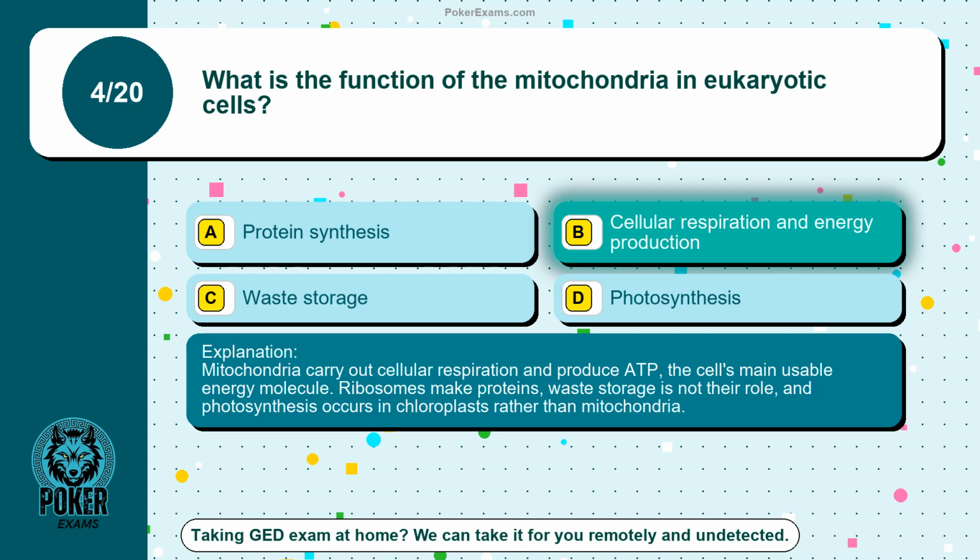Mitochondria carry out cellular respiration and produce ADP, the cell's main usable energy molecule. Ribosomes make proteins, waste storage is not their role, and photosynthesis occurs in chloroplasts rather than mitochondria.